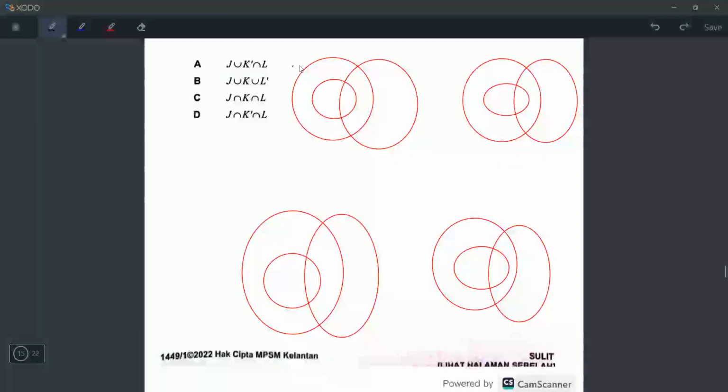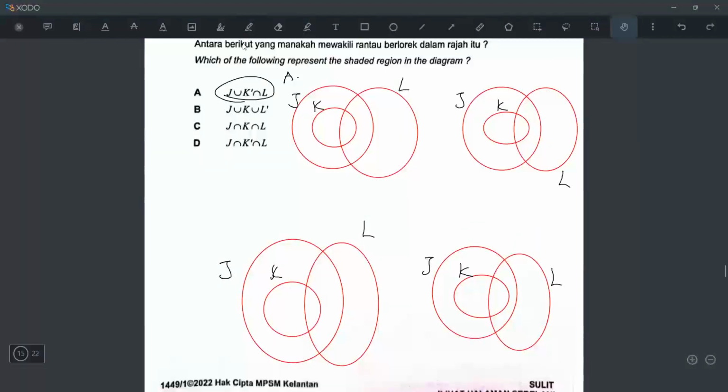So J, K, L. And then we start to do A and see what's the answer for A. Let's assume this is A, and what they want is J union K complement, intersect L. So J union K complement intersect L.